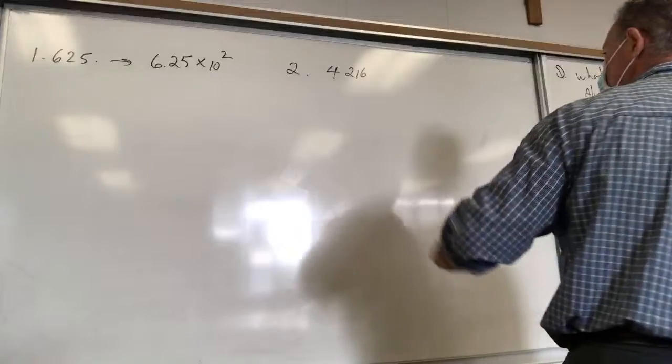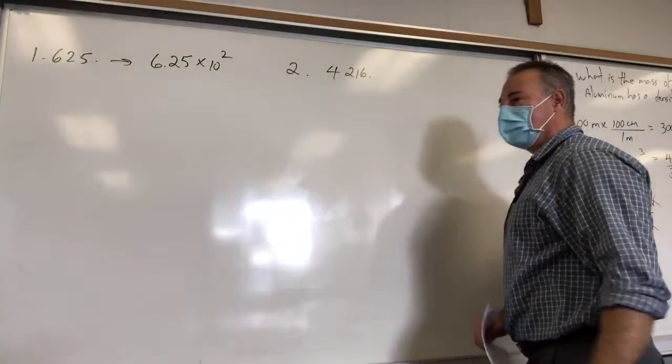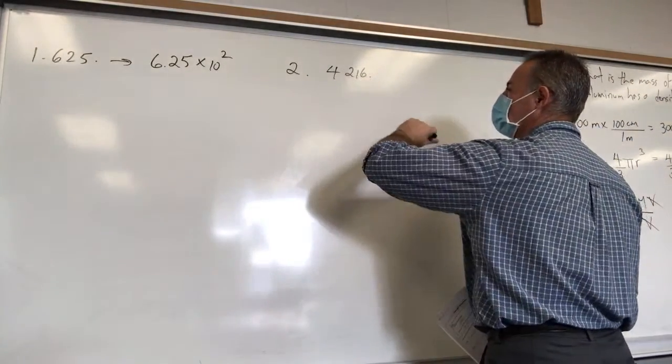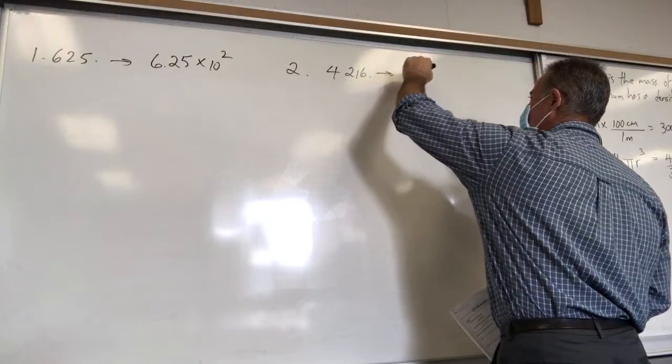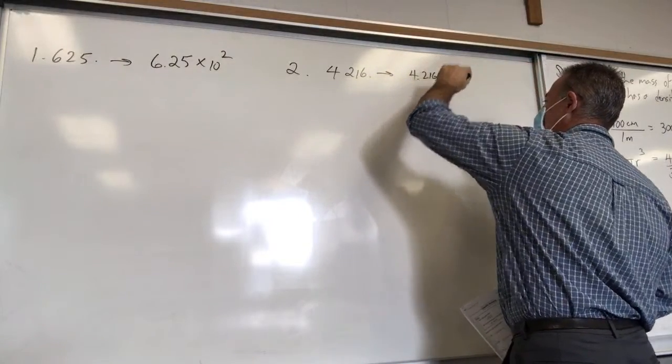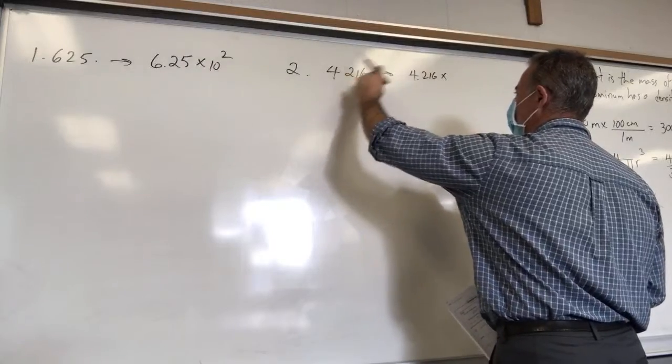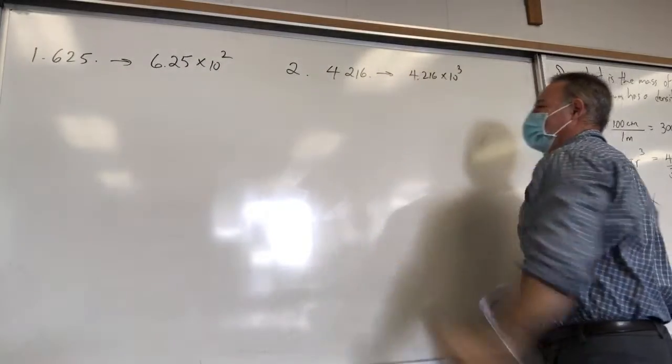So 4,216, the decimal is actually right here, but we want to put it between the 4 and the 2. So it's going to look like this, 4.216. And you've jumped the decimal over 3 times, so you're going to put it times 10 to the power of 3.